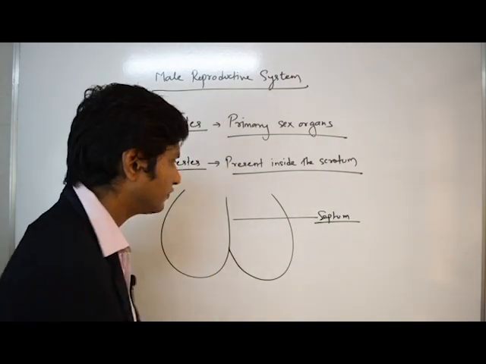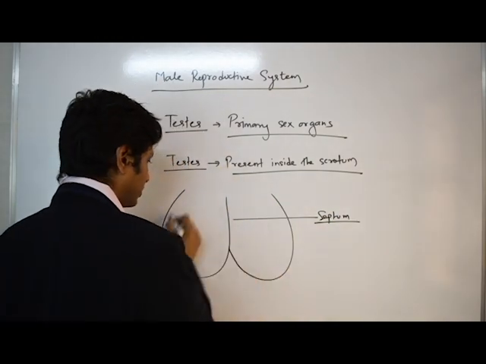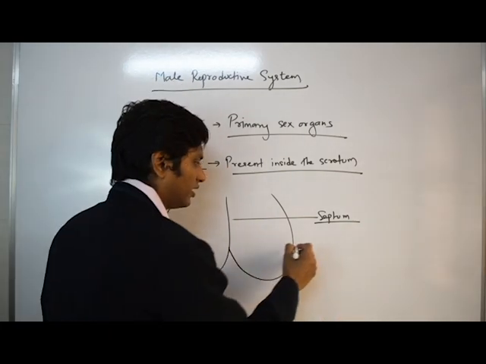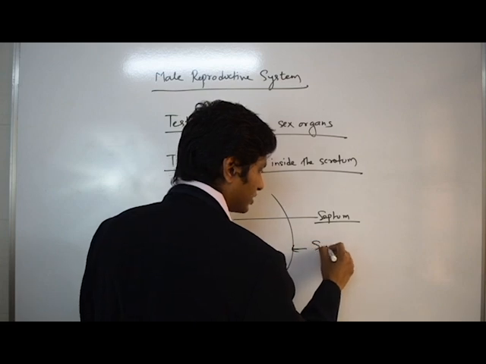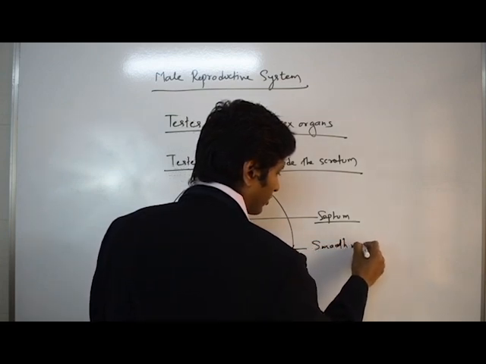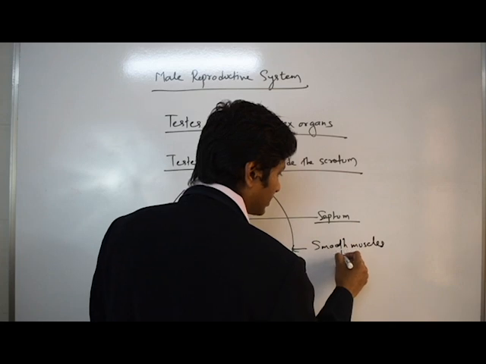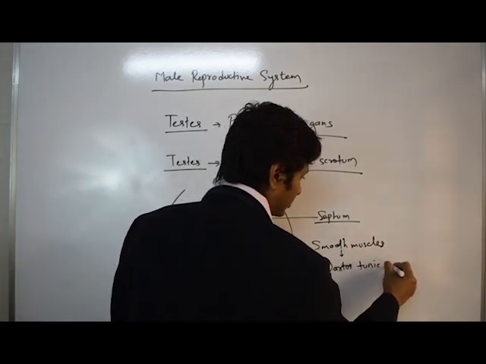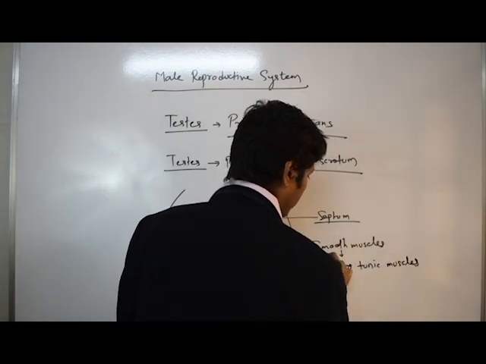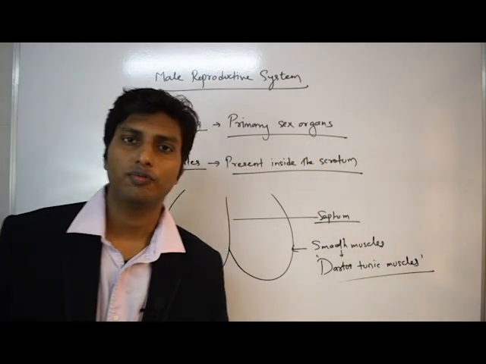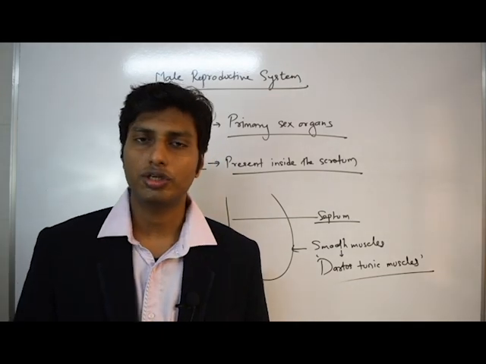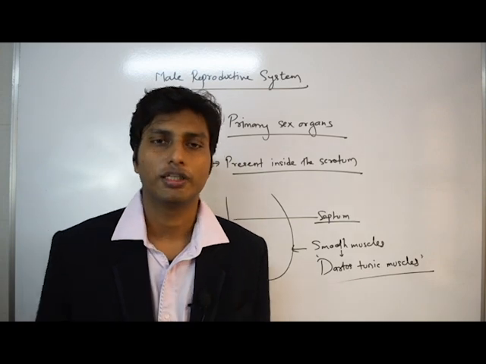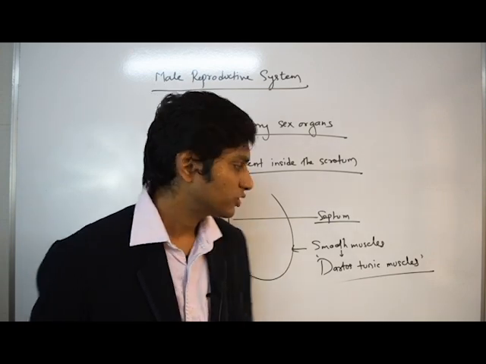And the wall of the scrotum is made up of some special kind of smooth muscles, students. These are the muscles which are called as dartos tunic muscles, which actually help in the contraction and relaxation of the scrotum. Now what is the purpose of scrotum, students?